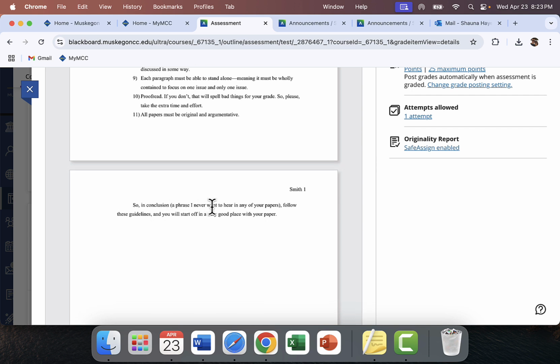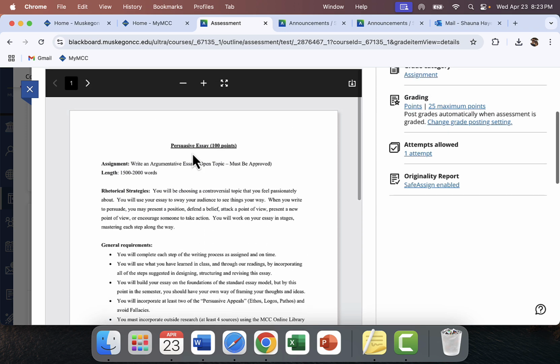So, in conclusion, a phrase I never want to hear, do not use "in conclusion." You do not need it. Follow these guidelines, and you will start off in a very good place for your essay.